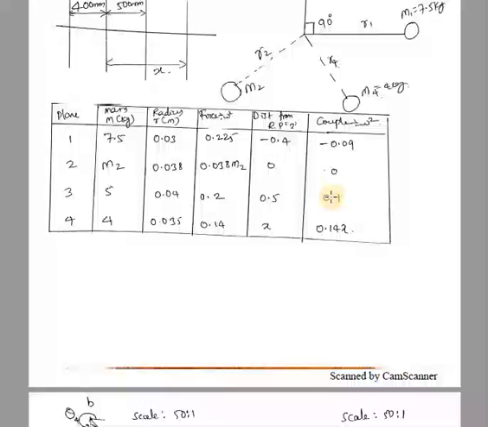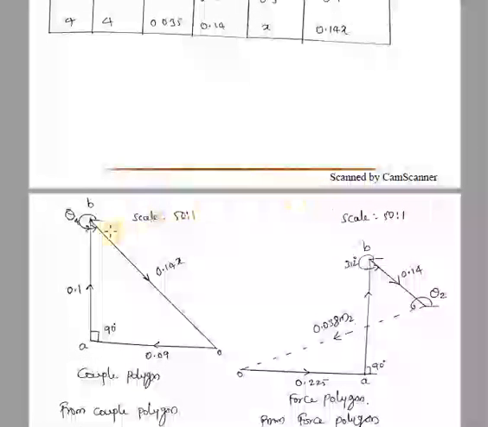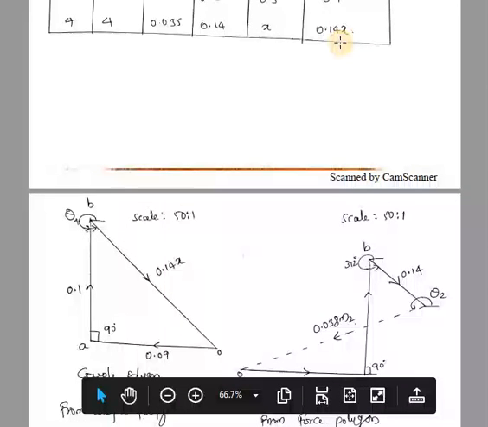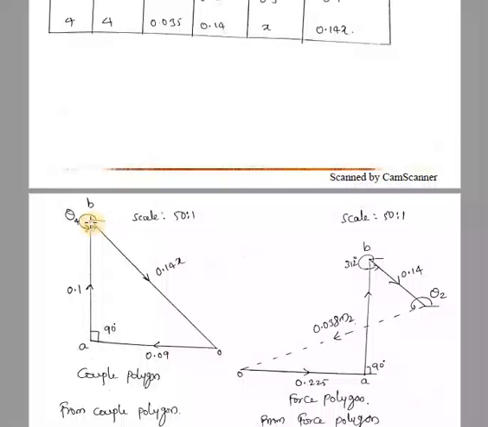Then the third one, 0.1, is the magnitude, and the angle between 1 and 2 is 90 degrees. So 0.1 should be the distance and the angle should be 90 degrees. Then at the last we have 0.14x. So to complete this couple polygon, join this B to O.